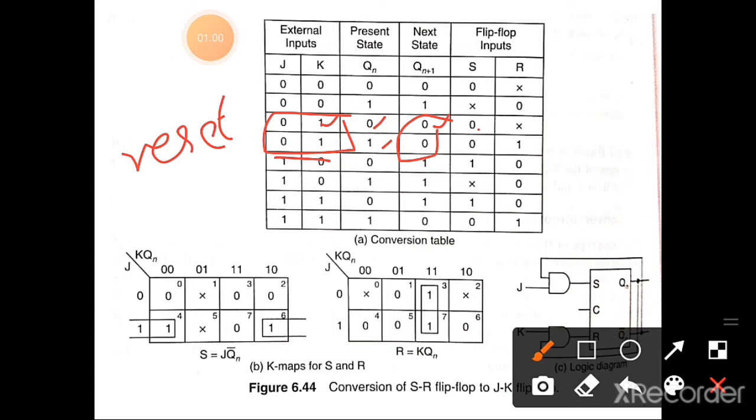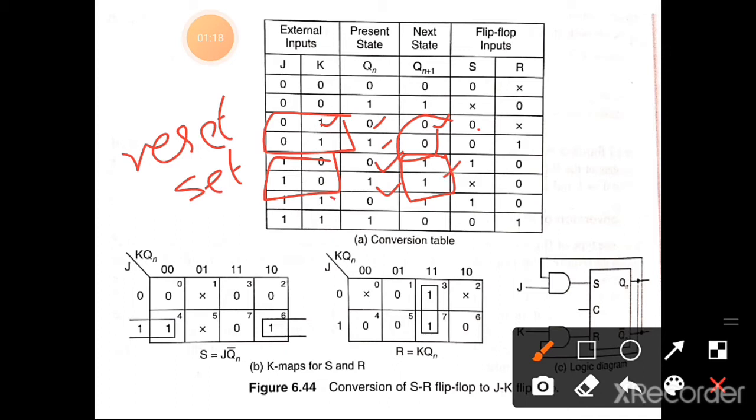The next condition is J is equal to 1 and K is equal to 0. If J is equal to 1, then it will be a set state. Then the next state will be set to 1. If the present state is either 0 or 1, the next state will be 1.